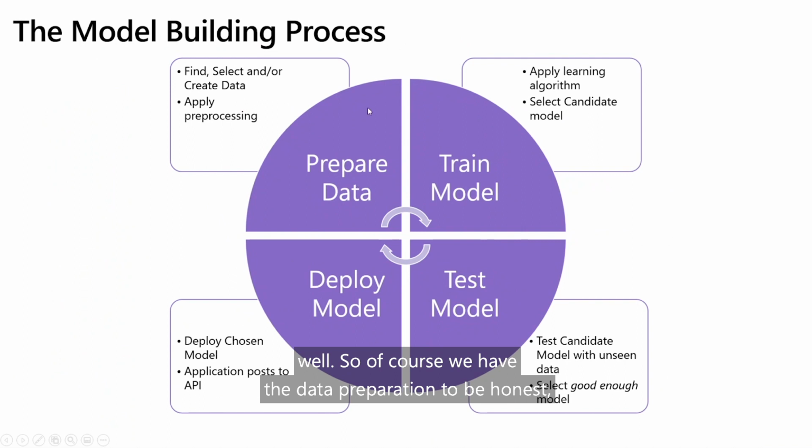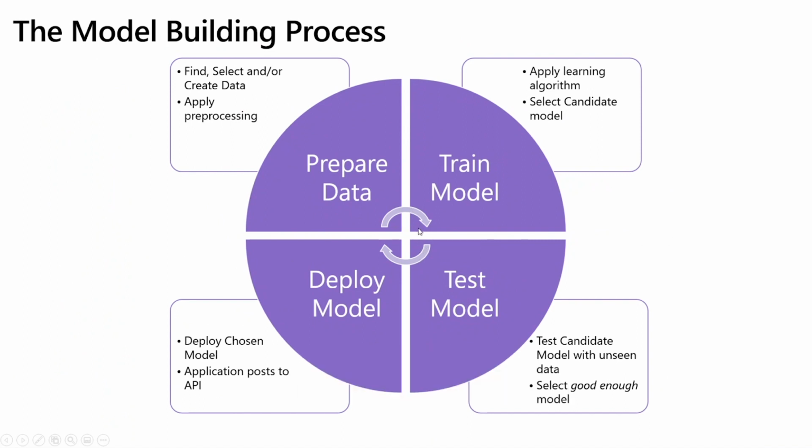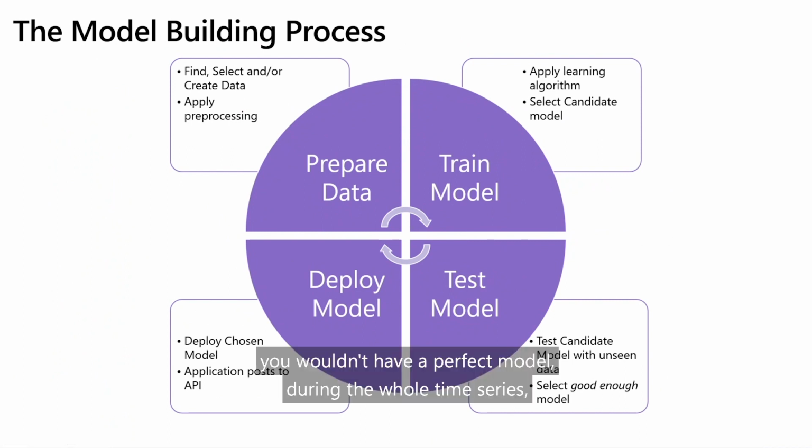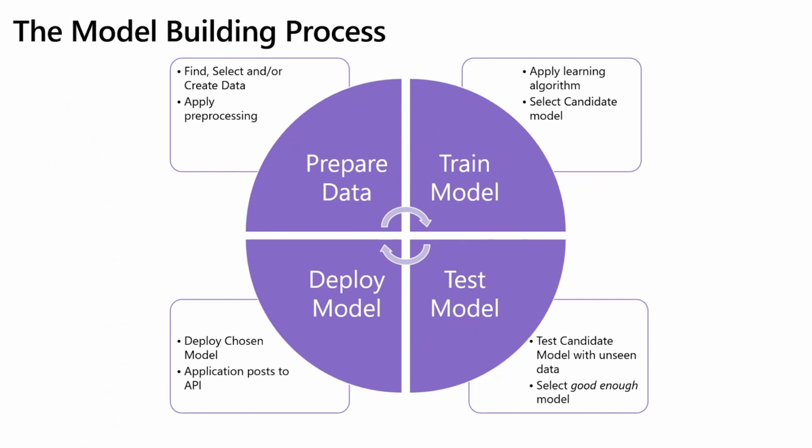So of course we have the data preparation, which, to be honest, takes lots of time. I want to remind you that it's an ever-looping cycle, because you wouldn't have a perfect model for the whole time series. Your model should keep on learning and improving itself with the latest trends. So if you have some outbreak, say for example a world event, you want the model to take care of those things as well. So your model has to keep evolving.